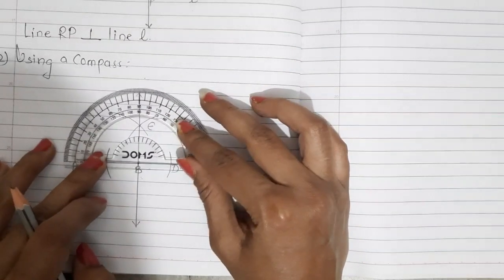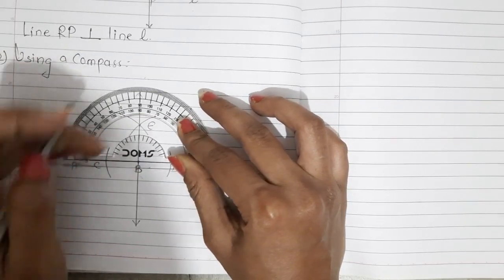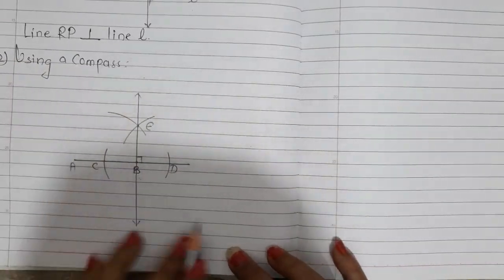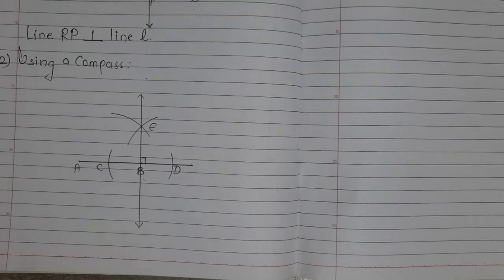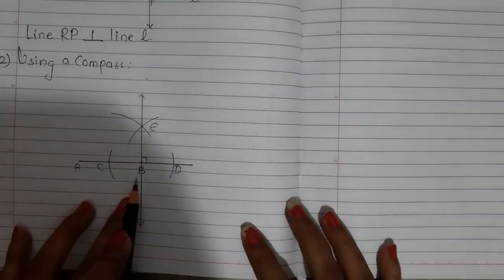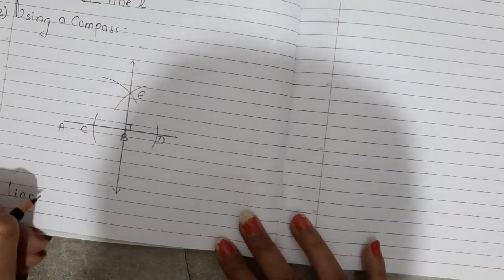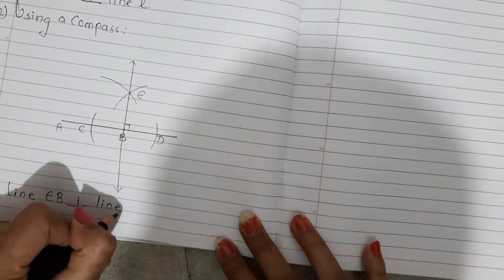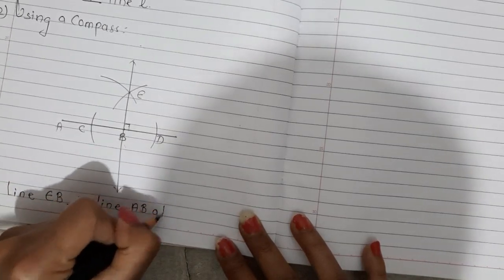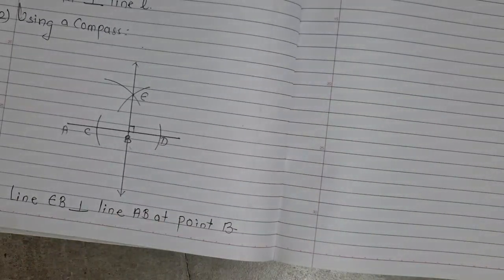Now with the help of protractor, you can measure the angle formed by the lines. See, they form a 90-degree angle, that is a right angle. Means line EB is perpendicular to line AB at point B. So line EB is perpendicular to line AB at point B. Okay.